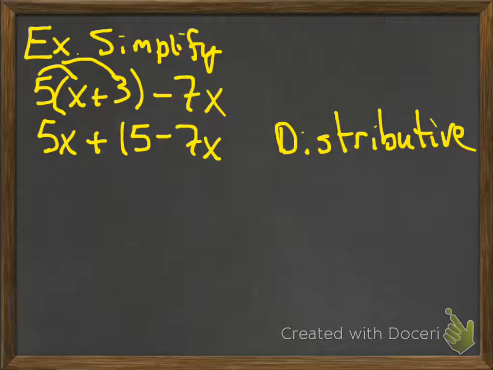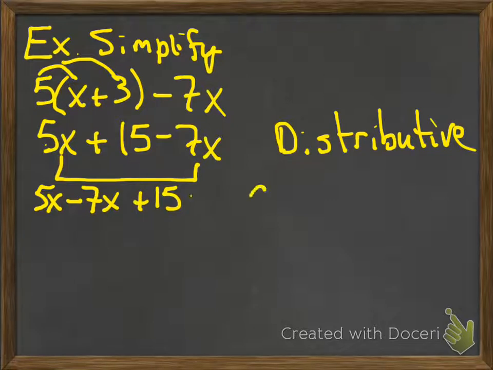Now, what I can do here is I want to move things so that certain things that look like they're together should be together, next to each other. So the x's look like they want to be together. So I move them together. And this is using the commutative property. So I move the 7x over. Notice it's a minus 7x. The minus stayed with it. And the plus 15 stayed there.